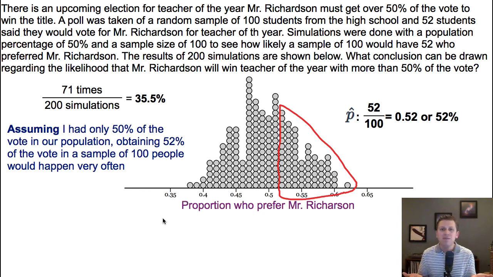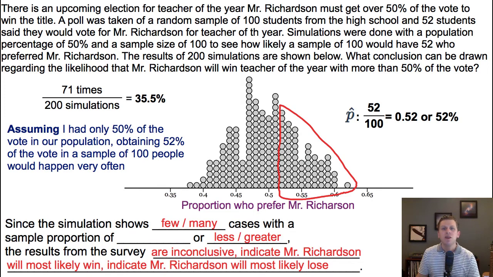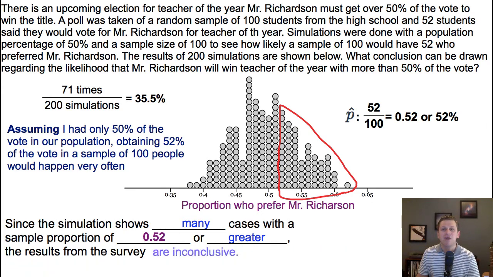So if I only have 50% of the vote, does that mean I'll win the election or lose the election? Well, we're actually not sure. Remember that I have to have more than 50% to win the election, so only having 50% doesn't give us a lot of information, and we're uncertain. We can conclude that the simulation shows many cases. Remember, it showed 71 out of 200 cases. So it showed many cases with a sample proportion of 0.52 or greater. So we can conclude that we can't tell if I'll win the election or not, and the results are inconclusive.